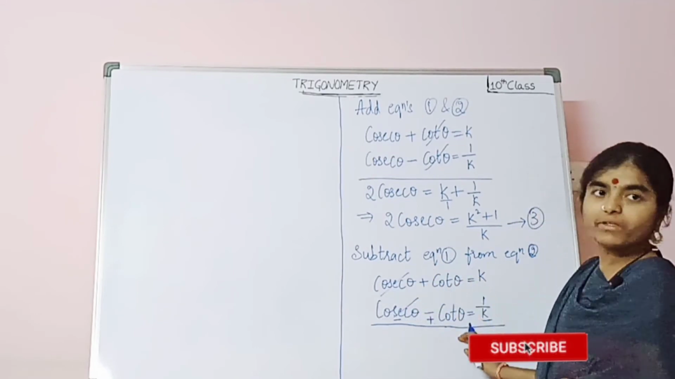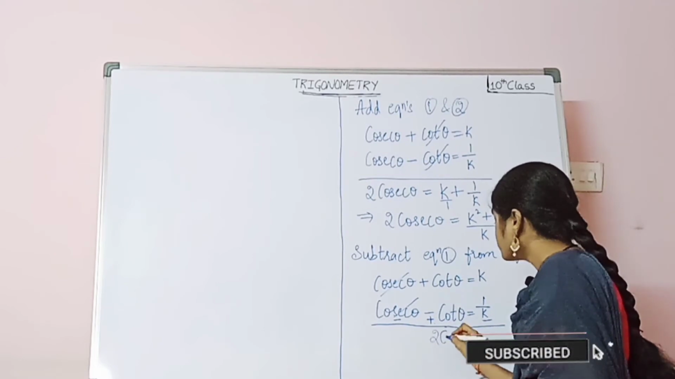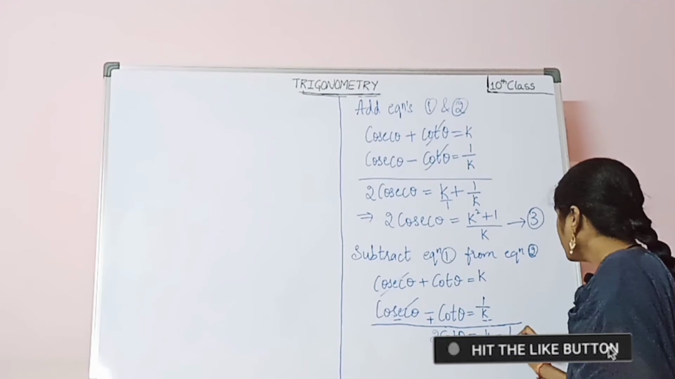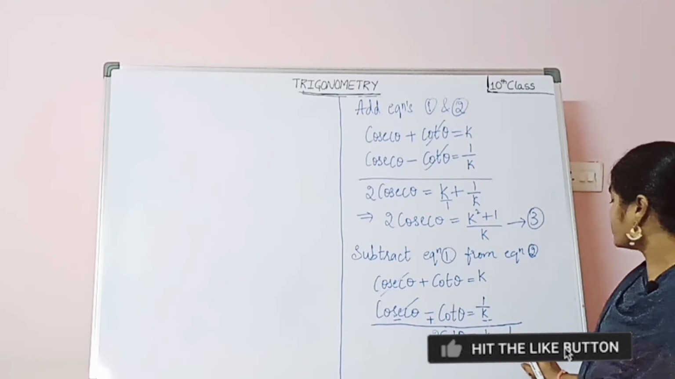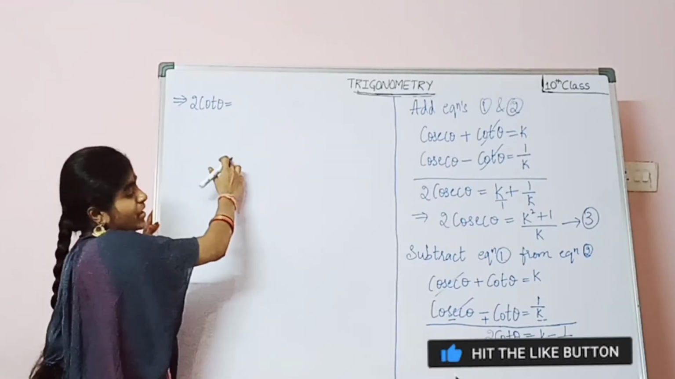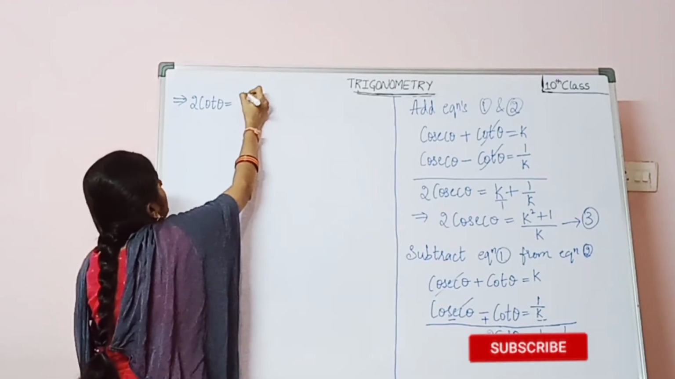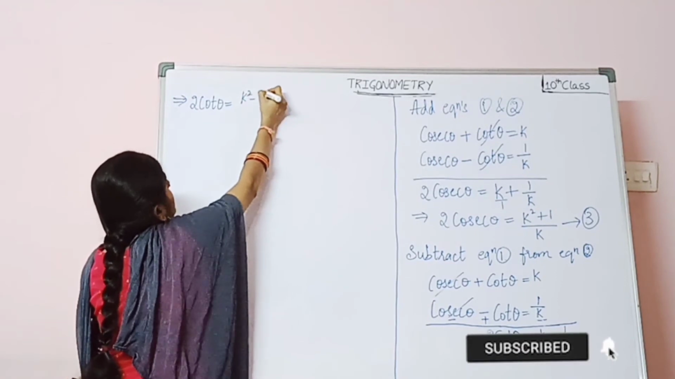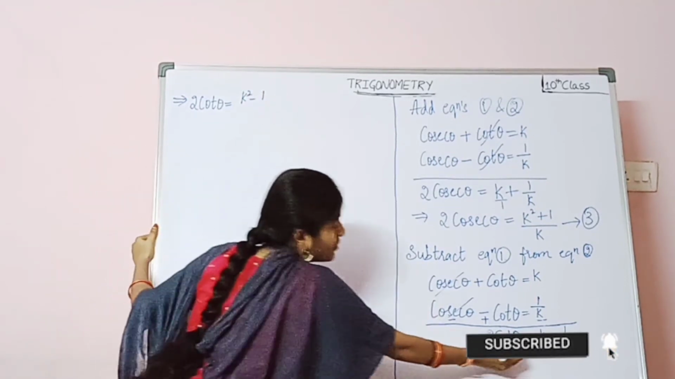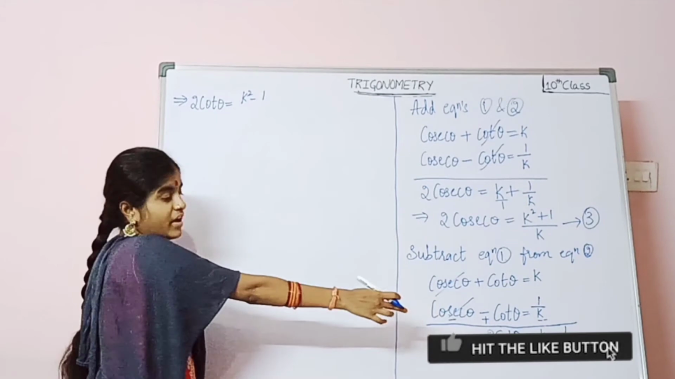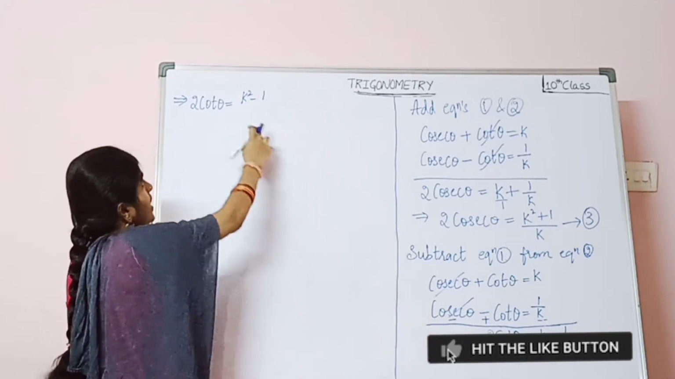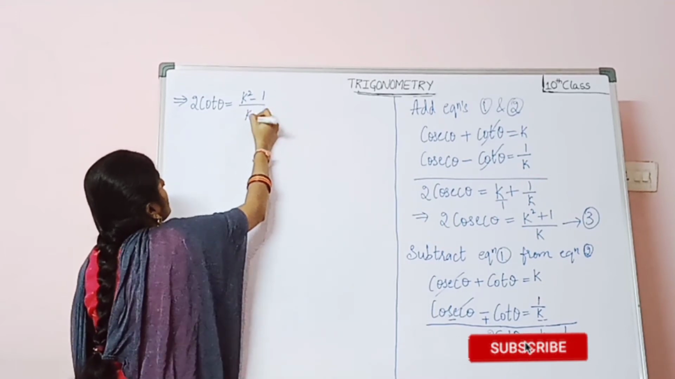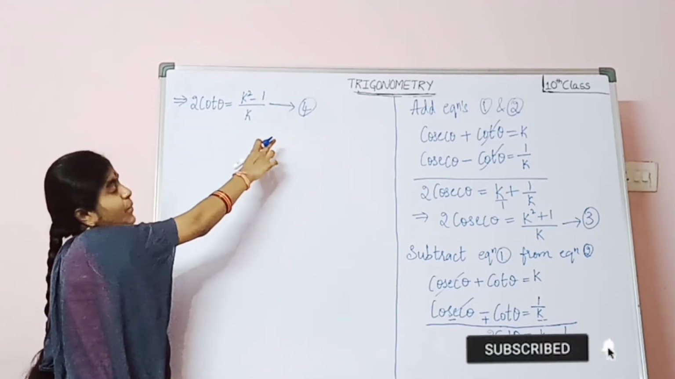So cot theta plus cot theta, 2 cot theta, equals K minus 1 by K. That implies 2 cot theta equals, taking LCM, K into K, K square minus 1, into 1, 1 by K. This we consider as equation 4.